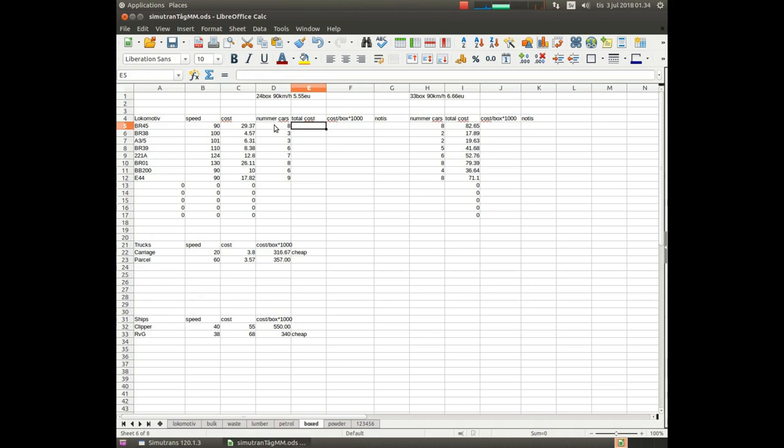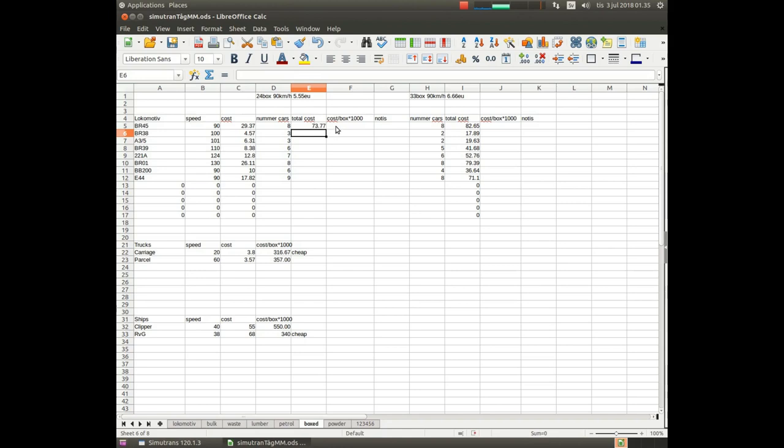Here we have 8, 3 and so on. I have done the same thing: measured how many cars this train can pull. The total cost is the number of cars multiplied by the price, which in this case is 5.55 euro, plus the locomotive. That is the total cost.